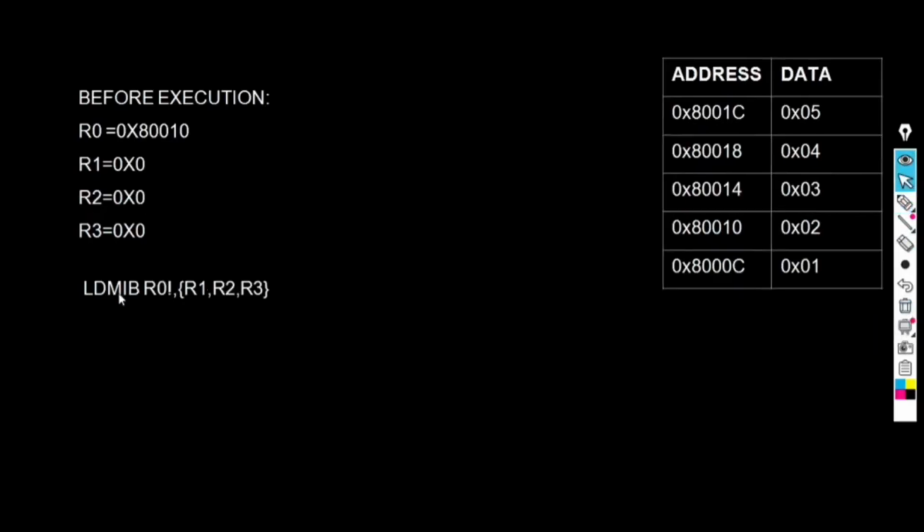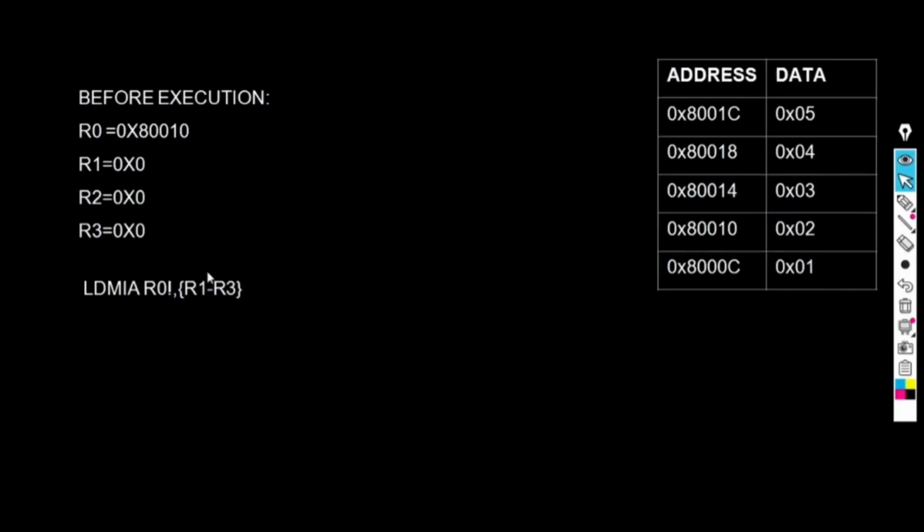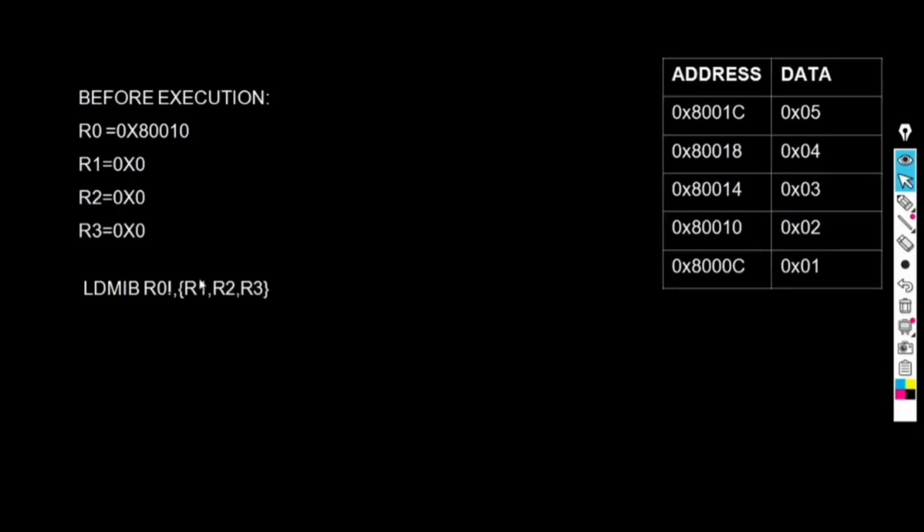Okay, now we will move to our next instruction. Here only one difference you can notice, that is you are using increment before. But if you notice the register list here, it's exactly the same as writing this. Either you can write R1-R3 or you can write R1, R2, R3. It works in the same way. As we considered in the previous case, this is our initial address, correct? And the initial values of R1, R2, R3 are 0.